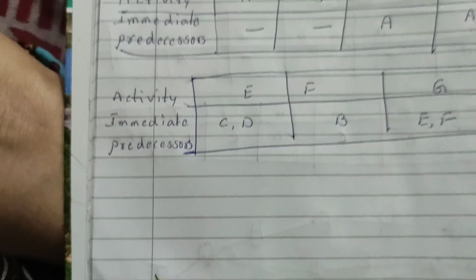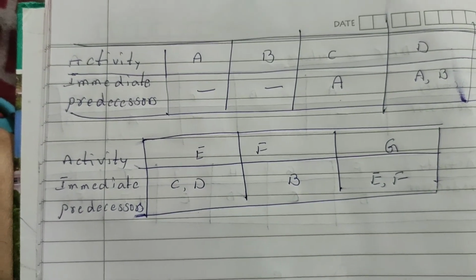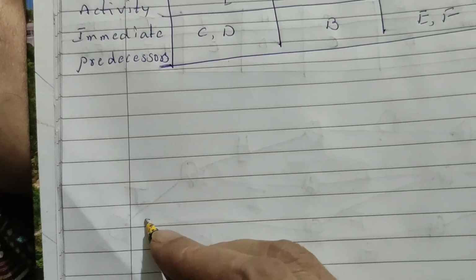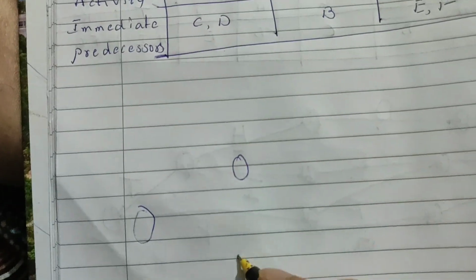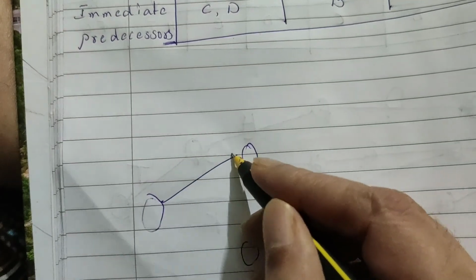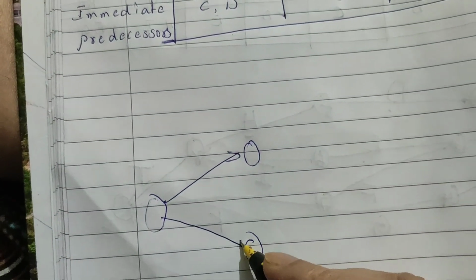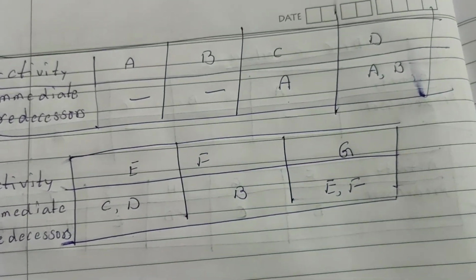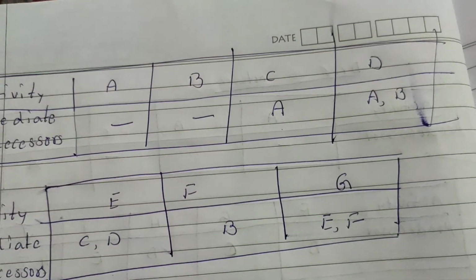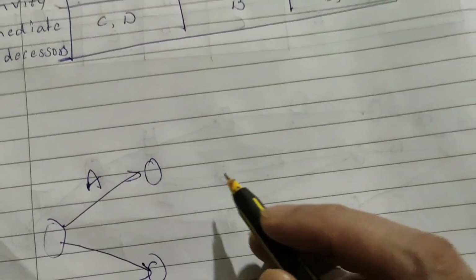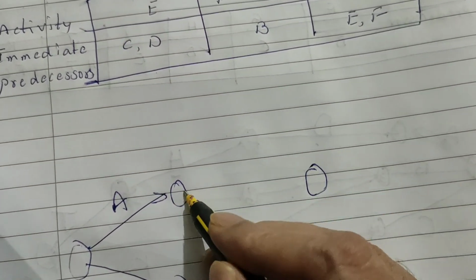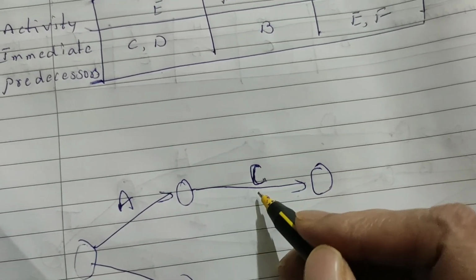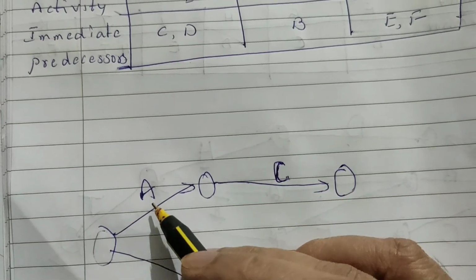Please listen. First, there are no predecessor values for A and B, so this is the starting point for A and B. Next, whenever I start activity C, I complete my activity A. So I will start activity C here, and my completion is A.